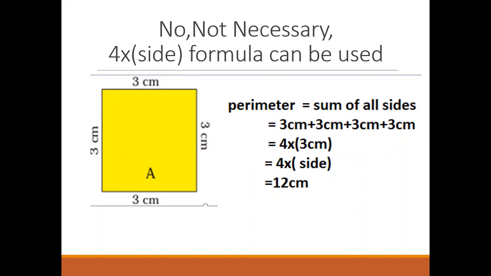So try the second one. Perimeter of a square using formula.